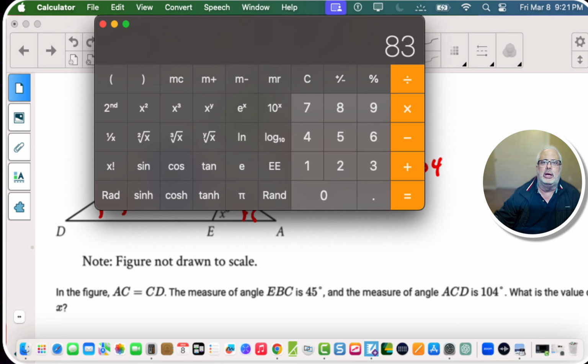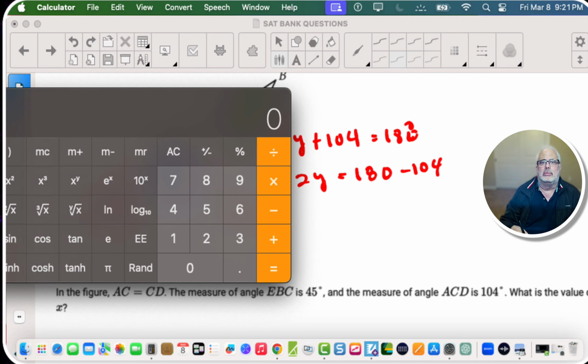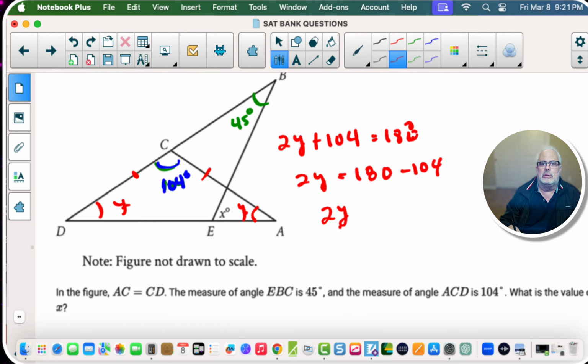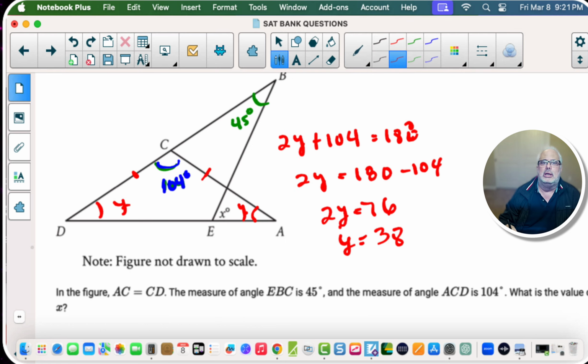Use a calculator immediately. And we subtract 180 minus 104 is 76. So 2y is equal to 76. So y is equal 76 divided by 2, no? 76 divided by 2 is just 38. Okay, very nice. These two angles here are 38 degrees and 38 degrees.